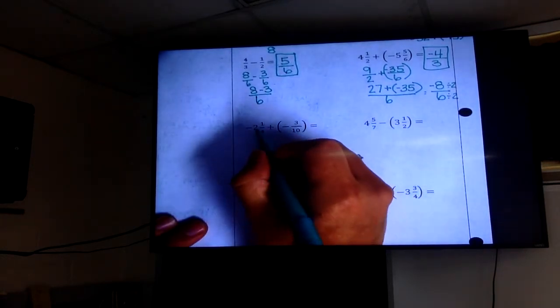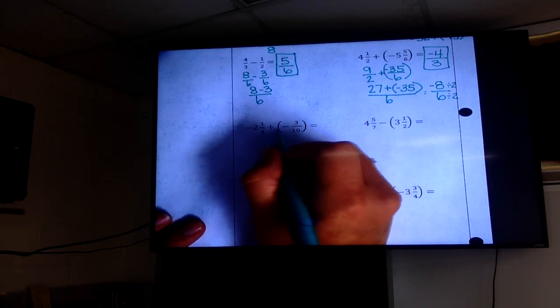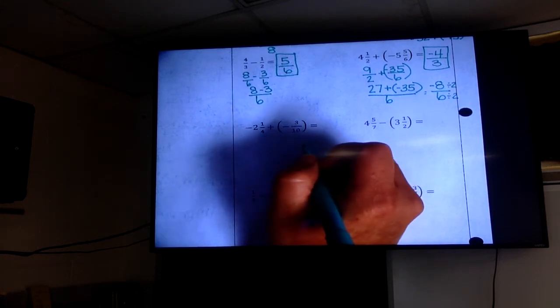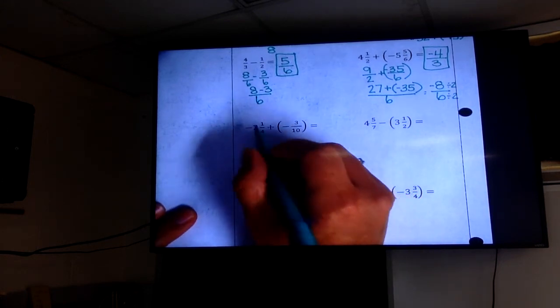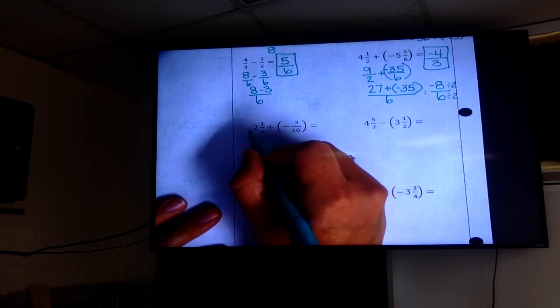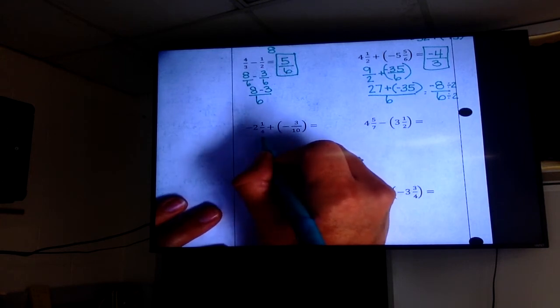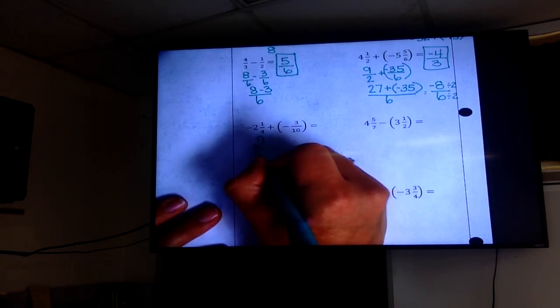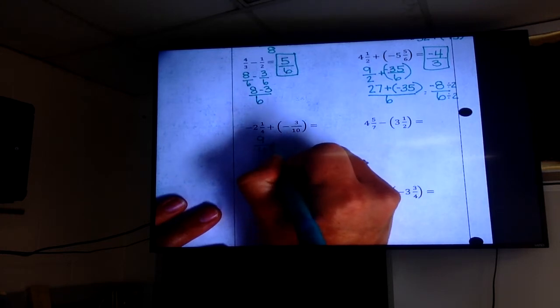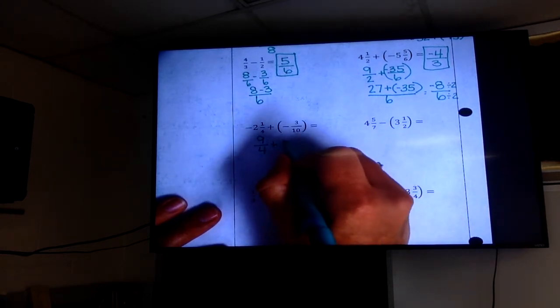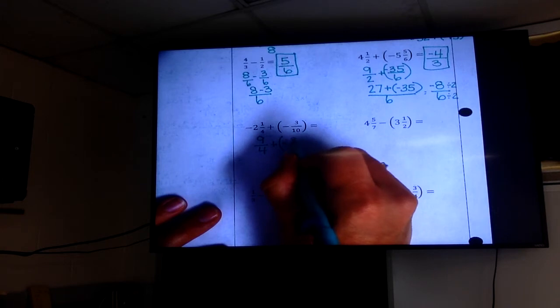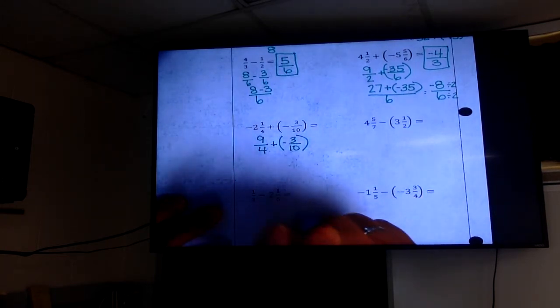Let's try again. Negative 2 1/4 plus negative 3/10. So again, make improper first. So 4 times 2 is 8, plus 1 is 9. So I have 9/4 plus, and this one doesn't have to change at all because it's already a simple fraction. So I'm just going to copy it down.